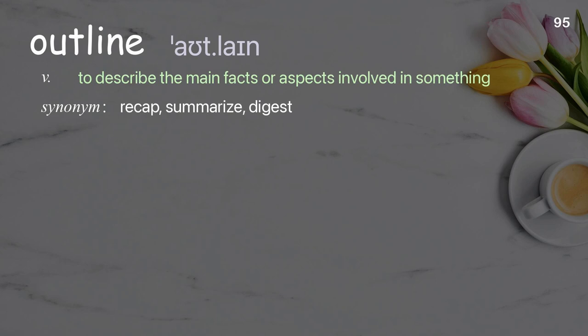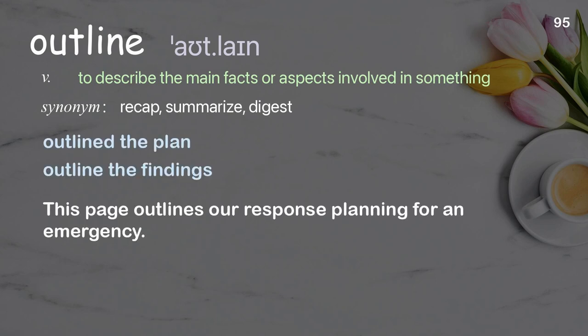Outline: to describe the main facts or aspects involved in something. Examples: outline the plan, outline the findings. This page outlines our response planning for an emergency.